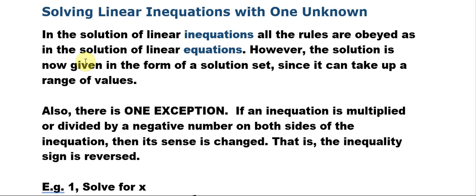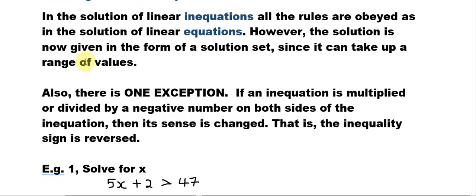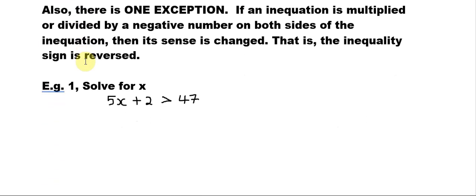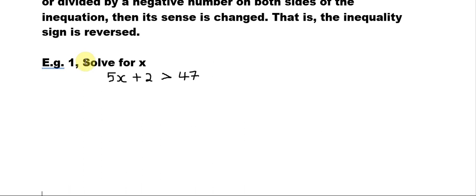Also, there is one exception. If an inequation is multiplied or divided by a negative number on both sides of the inequation, then its sense is changed. That is, the inequality sign is reversed. Wondering what I'm talking about? Let's do some examples and this will help to solidify all of what I have been saying.